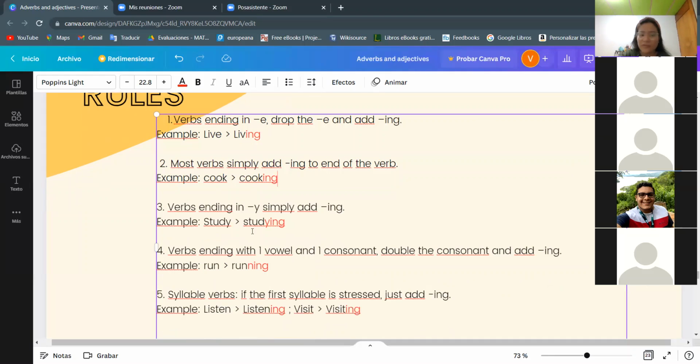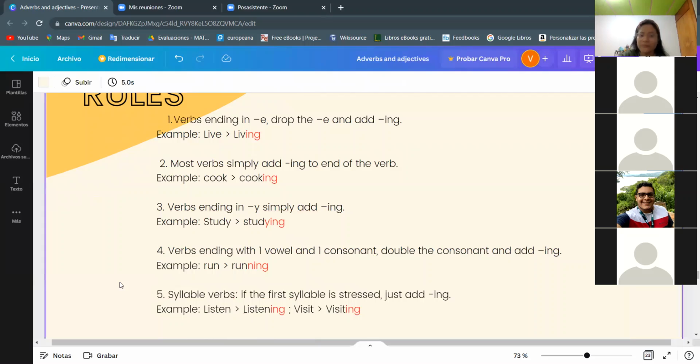Carlos, number 3 and 4. Number 3 and 4, verbs ending in Y. Simply add ing. Example, study, studying. And verbs ending in L or One, sorry. Verbs ending with one vowel and one consonant, double the consonant and add ing. Example, run, running. Good, thank you.